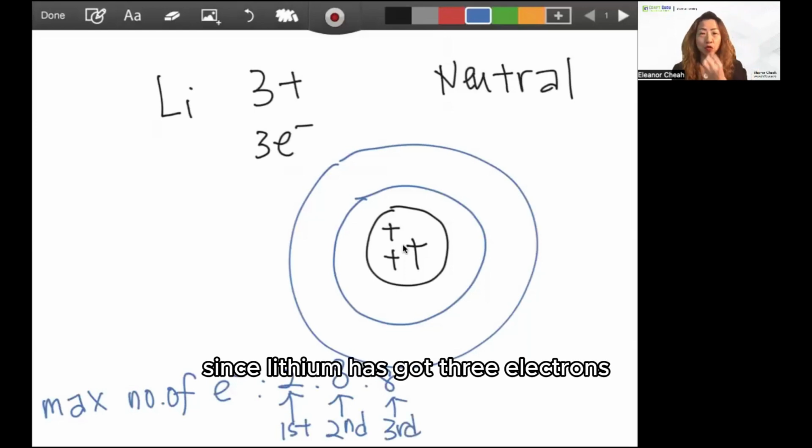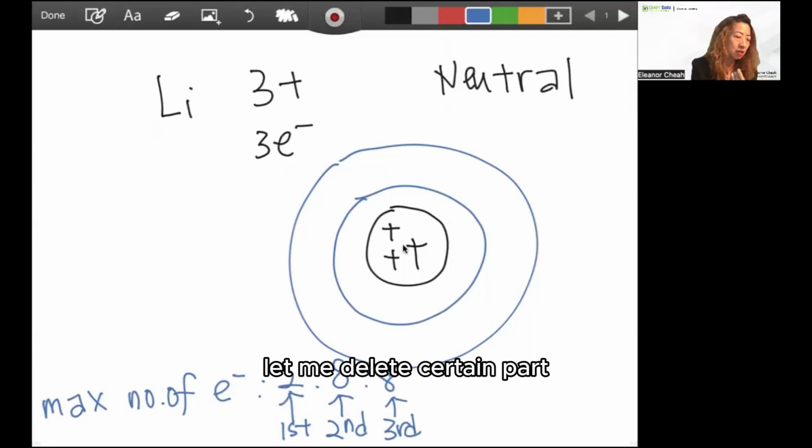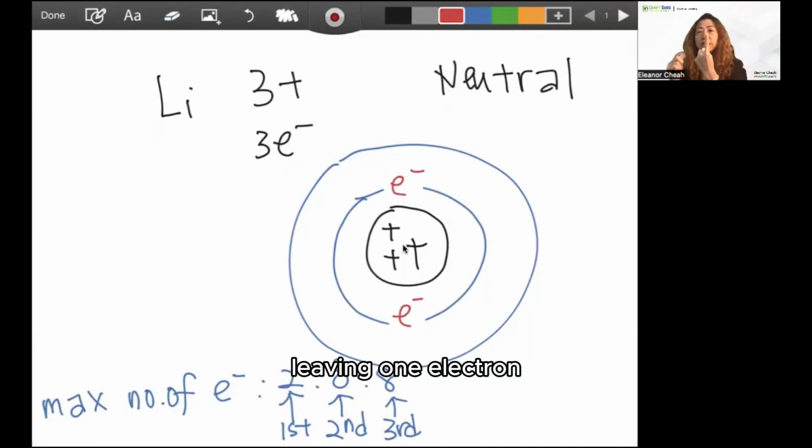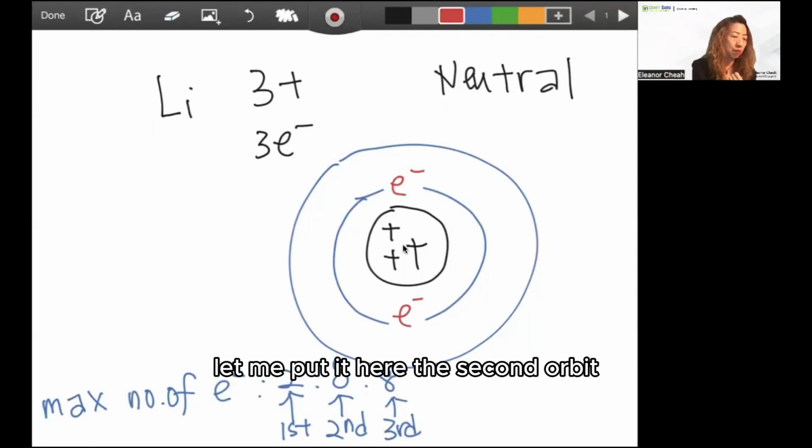Since lithium has 3 electrons, the first 2 will be put in the first orbit. So let me delete a certain part and put the electrons here. Leaving 1 electron, we can put it in the second orbit. So let me put it here, the second orbit.